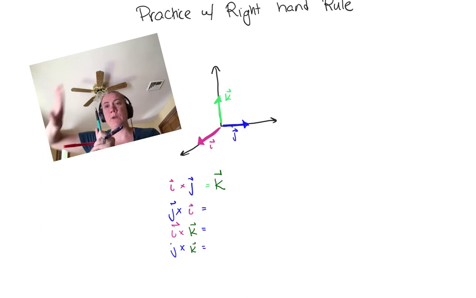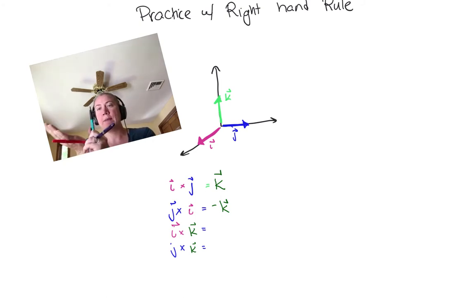If I go the other way, I want to be able to curl from J to I. So if I want to point in the direction of the J vector and curl towards I, then my thumb is down. So that second one is going to be negative K, because to go from J to I I have got to go down. Now if we do I to K, I'm going to point in the direction of that I vector and curl up towards K. I see that my thumb is pointing away from J, so that's going to be the negative J vector. And then from J to K, again, I'm going to point in the direction of J, curl towards K, and that is going in that I direction.